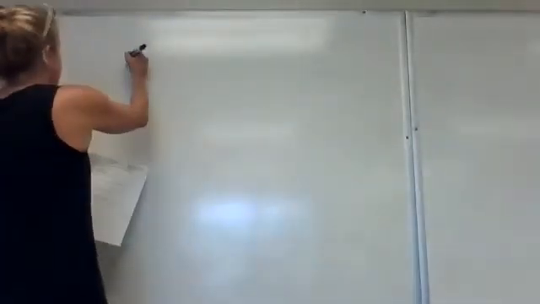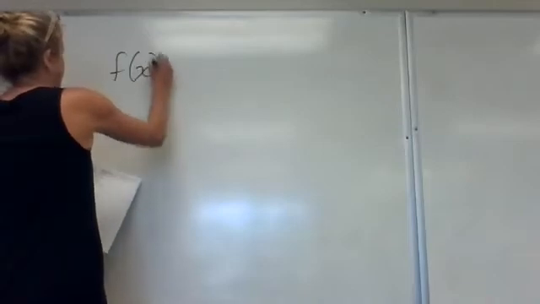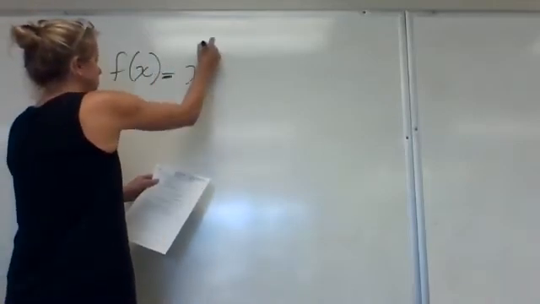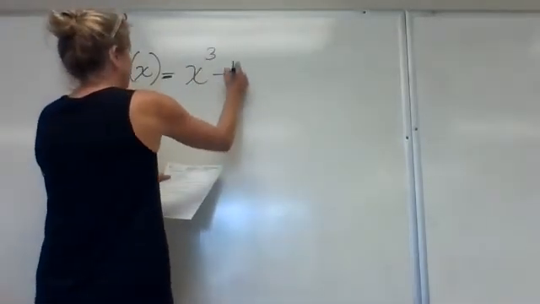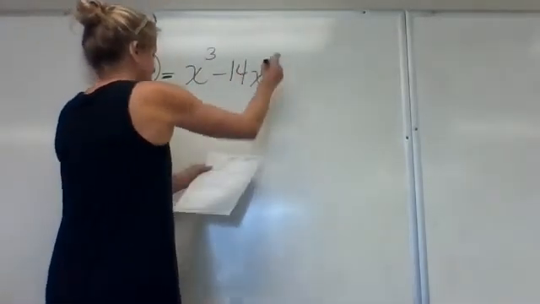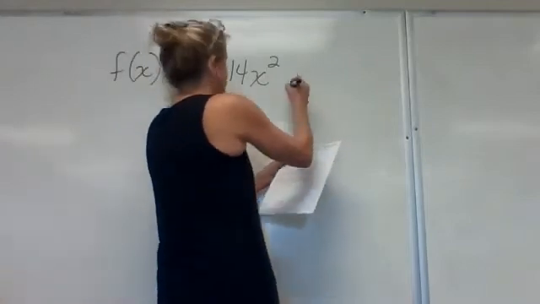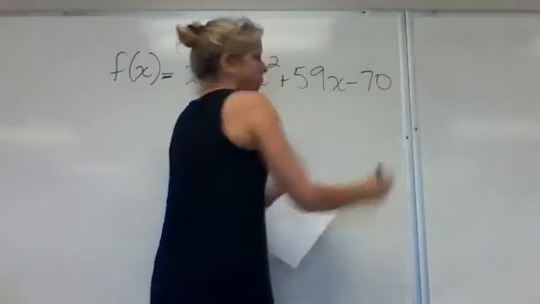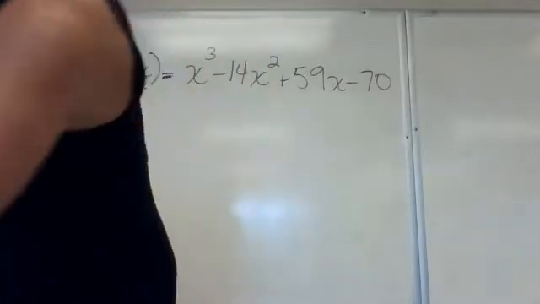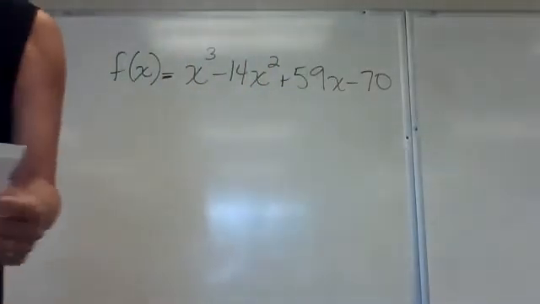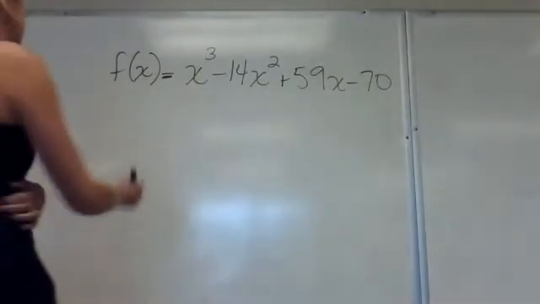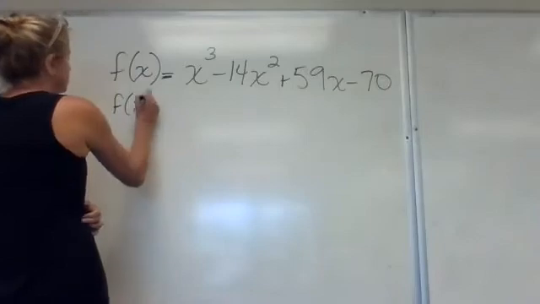synthetic division. You'll have a problem like this: f of x equals x to the third minus 14x squared plus 59x minus 70. And we're going to be asked to find three different function values. The function value we're going to find first is f of 2.